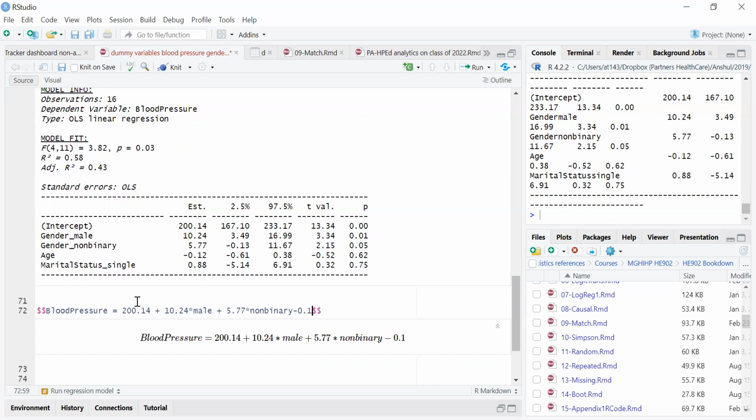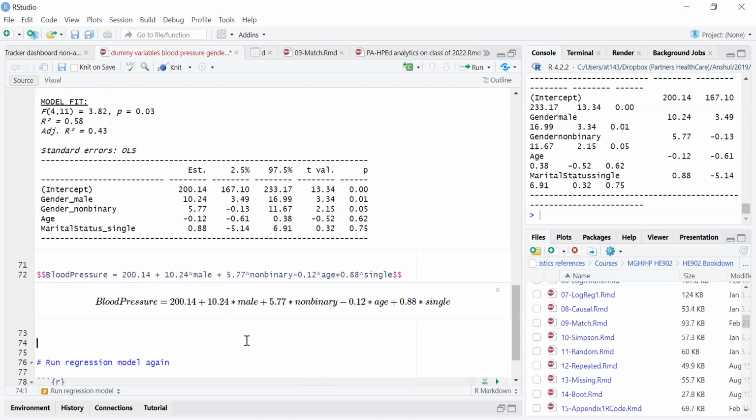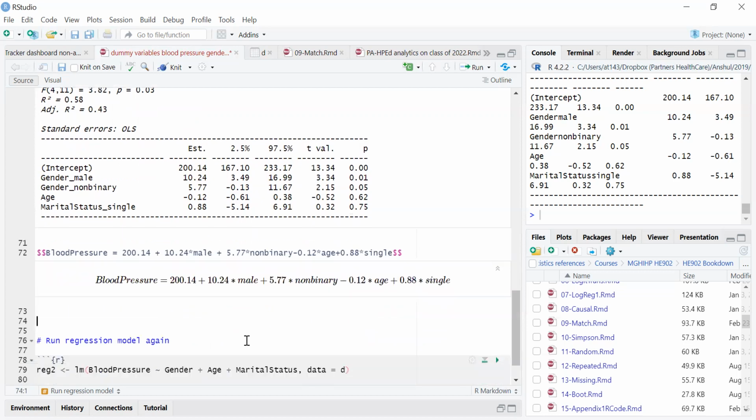minus 0.12 times age, plus 0.88 times single. So we often leave out the word gender. Here I just wrote male. I didn't write gender male. Here I didn't write marital status single. I just wrote single. We often leave it out when we're talking about the equation, but either way is totally fine. And so you see it showed up nicely when I sandwiched it in the dollar signs. Okay.